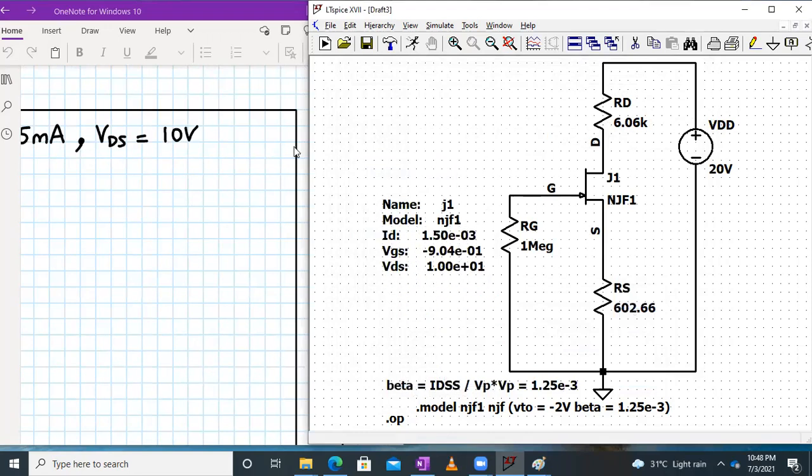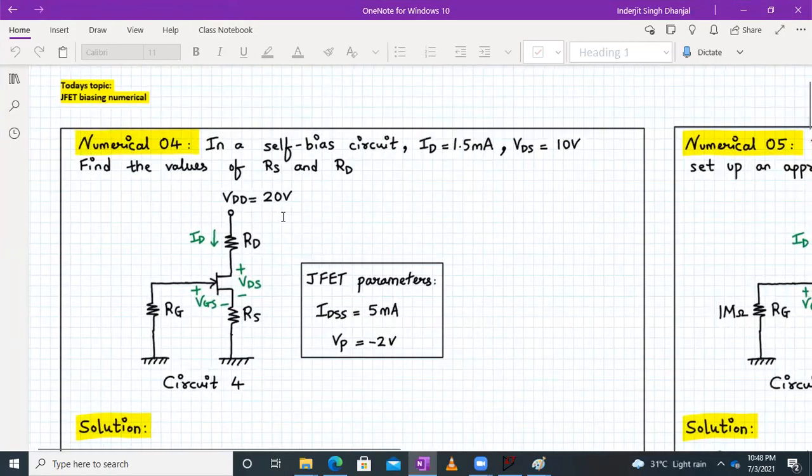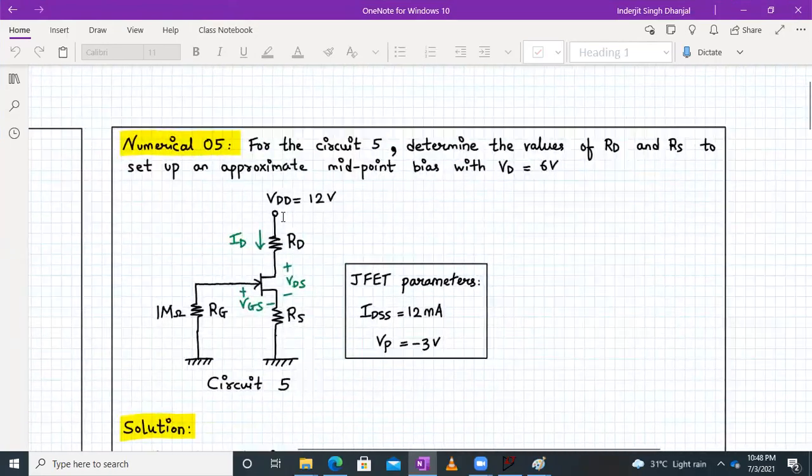So these are the values which we are getting. It's exactly matching with the numerical. Okay, so every numerical you can verify it like this. Now let's go to numerical number 5.